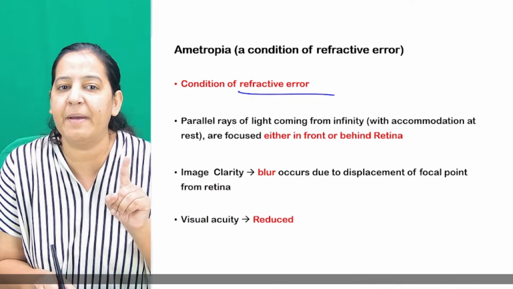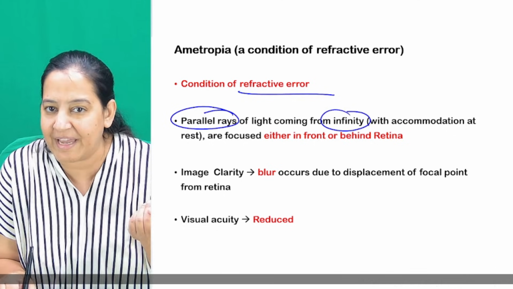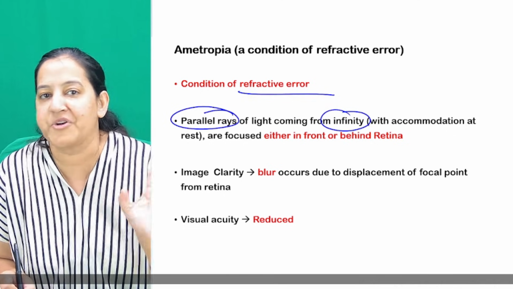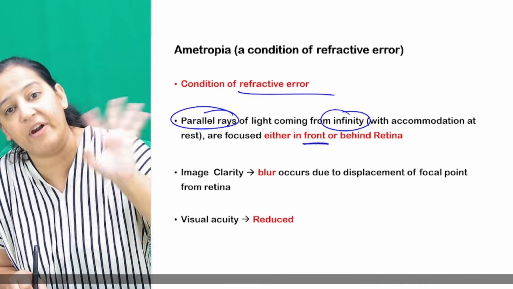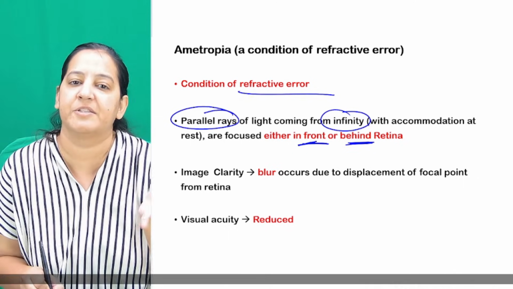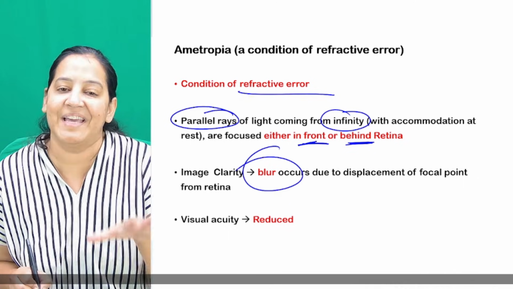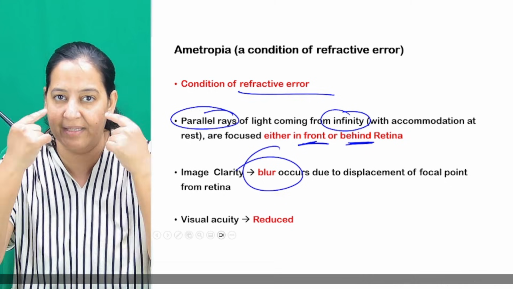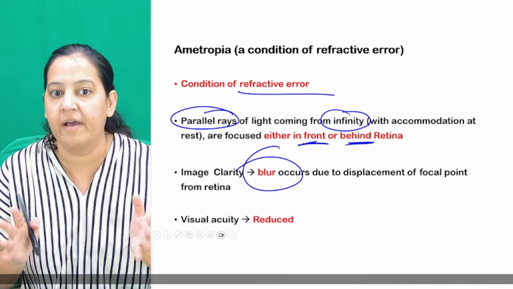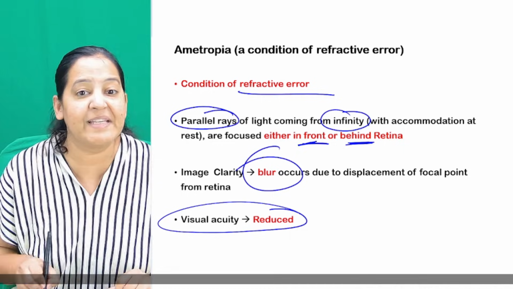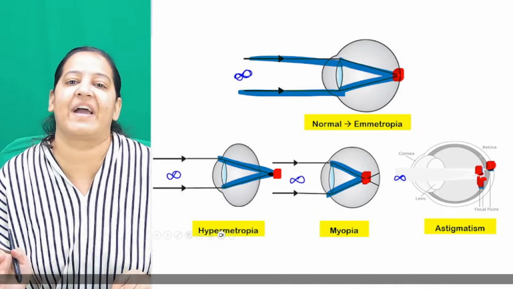So in ametropia, when the parallel rays come from infinity, they don't focus on the retina. No. They focus either in front of the retina or behind the retina. So the image is blur. It's a defect. The image is blur unless spectacles or contact lens are applied or surgeries are done. The image is blur and the visual acuity is also reduced. So that is the defective eye, ametropia.